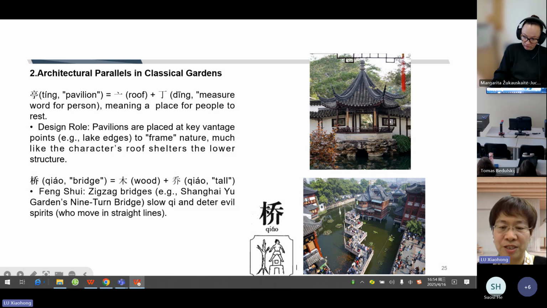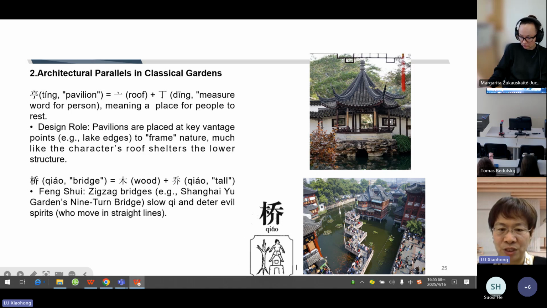Because this kind of zigzag can create a kind of dynamics. Also, it is said it can slow qi, without letting the qi go out quickly. And it can deter evil spirits. It is said that evil spirits move in straight lines, so you do not use these straight lines. So in a Chinese garden, you can find paths that are usually not straight, but have some curves or zigzag forms. So that's the word qiao.